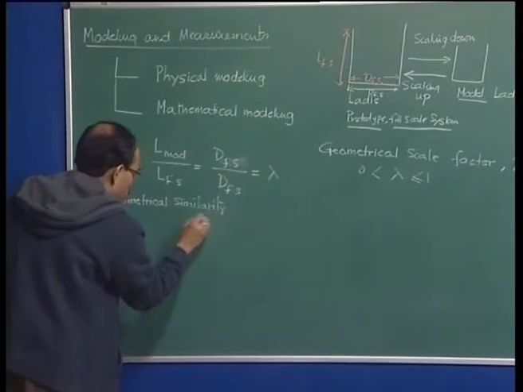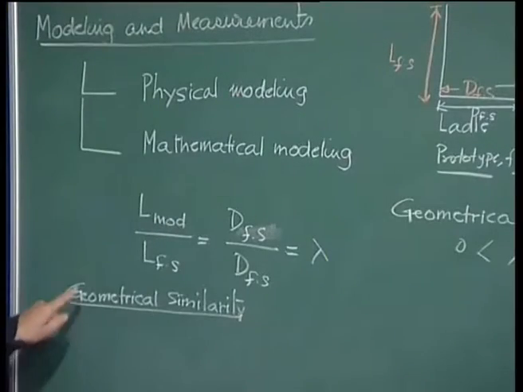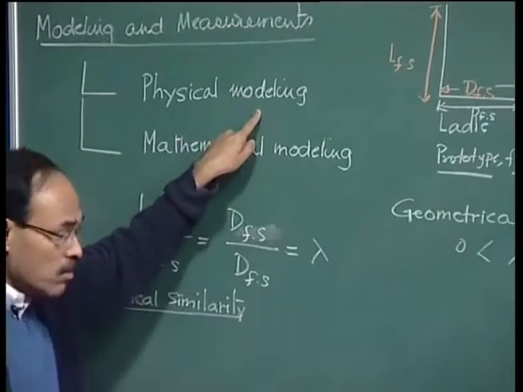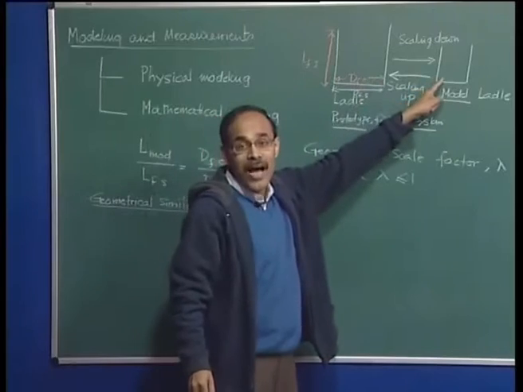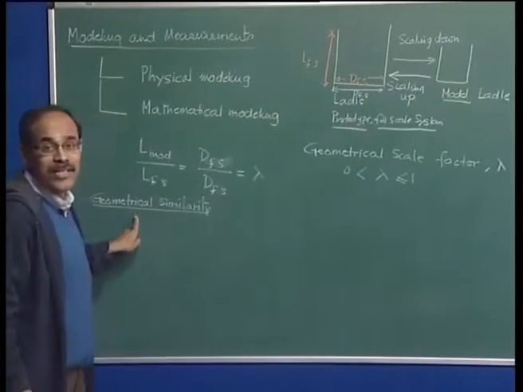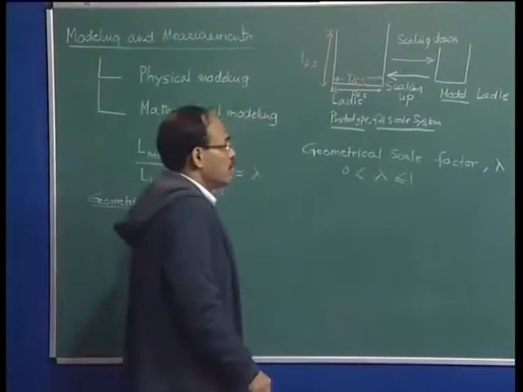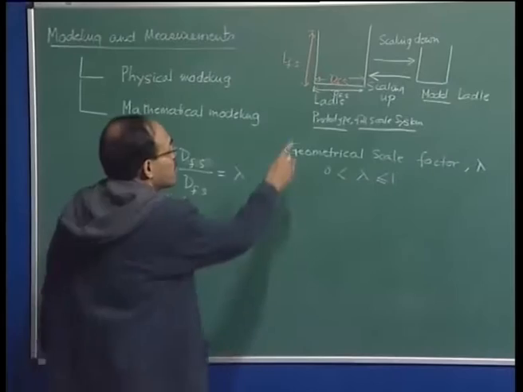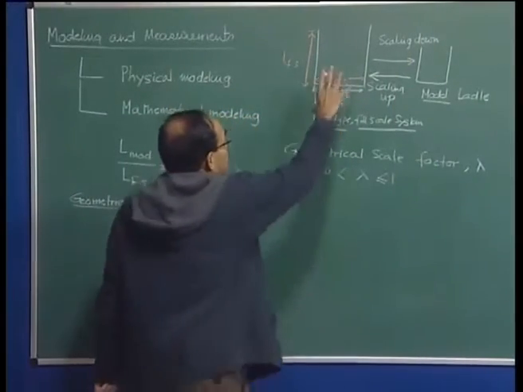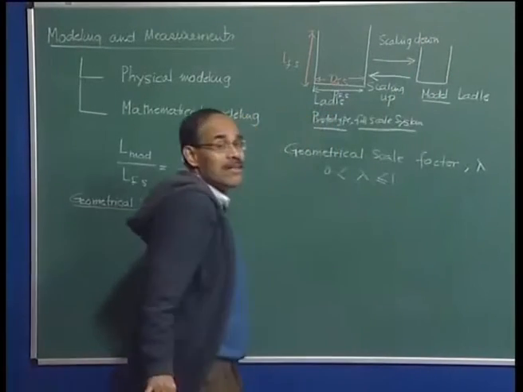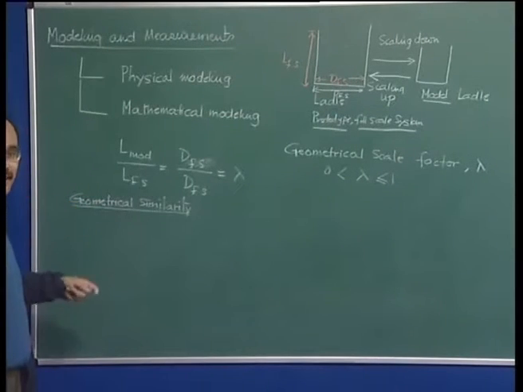There are various states of similarity, but this is what we have to first consider: physical modeling concerns the construction of a physical replica, and the physical replicas are derived on the basis of geometrical similarity. But how are we going to operate the model ladle? For example, if there is an argon injection here, at what rate am I going to inject argon? If there is steel here, what kind of liquid am I going to use? The geometrical similarity does not talk about it. There are other states of similarity which I am going to come to.